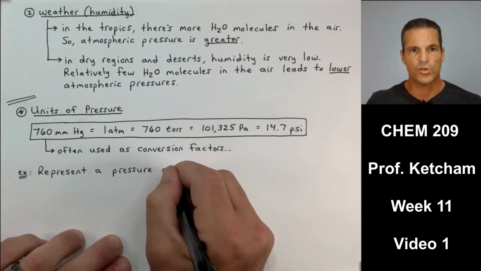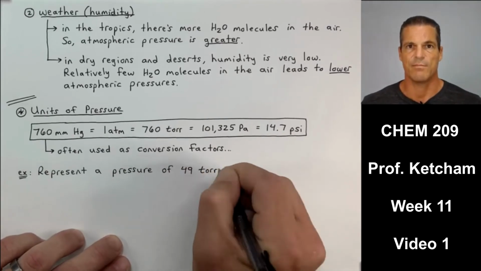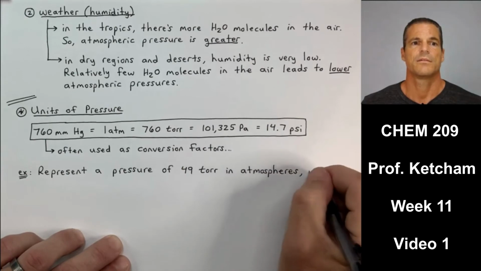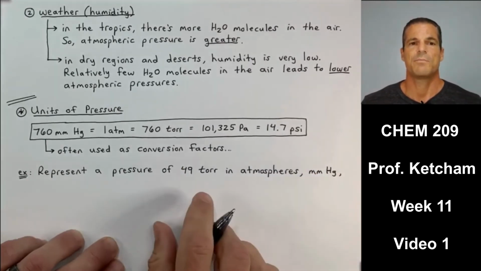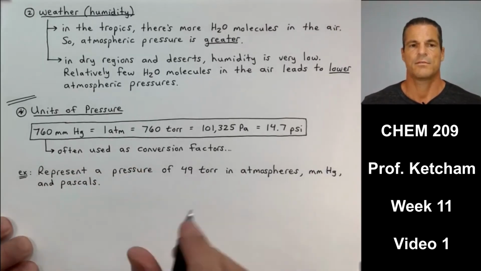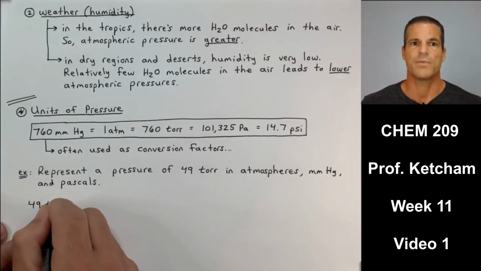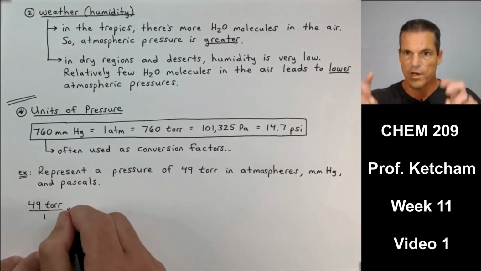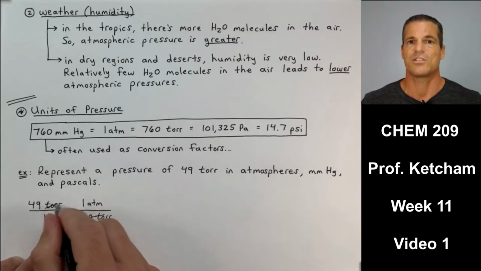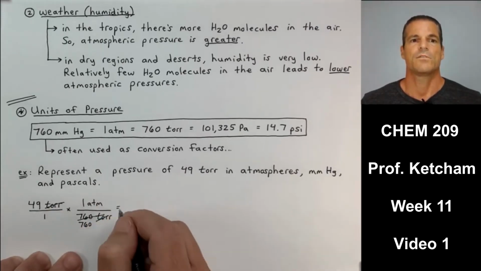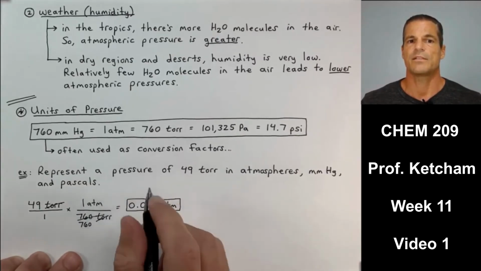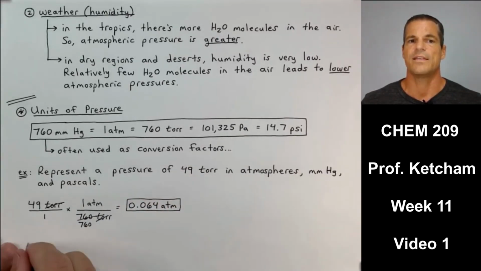Now, any two of these 5 can be used as conversion factors, and we're going to see that in our example right here. The example says, represent a pressure of 49 torr in atmospheres, in millimeters mercury, and in pascals. So start with what you're given, put it over 1, like we learned in dimensional analysis in sections 2 and 3. For every 760 torr, there's 1 atm. With 2 sig figs, my answer is 0.064 atm.